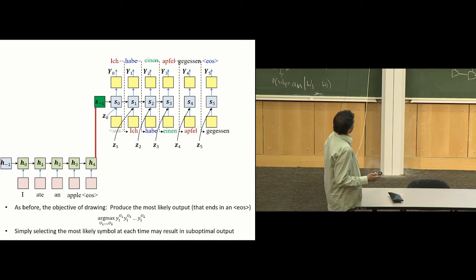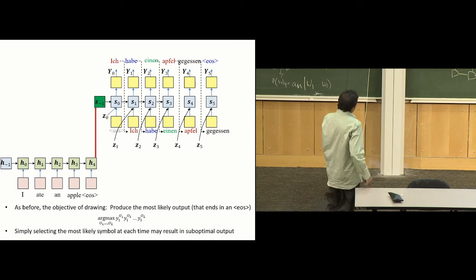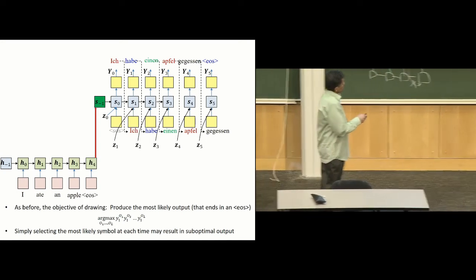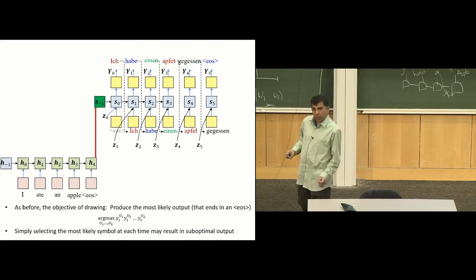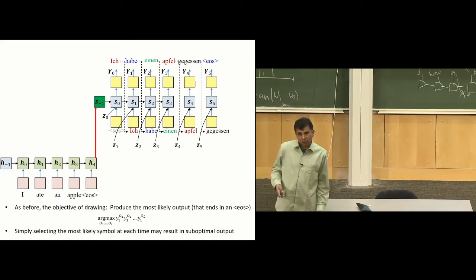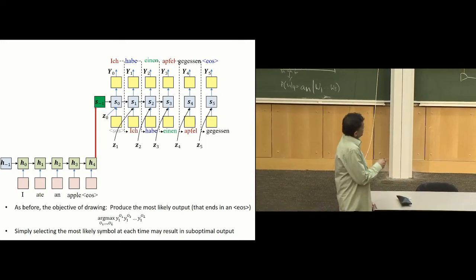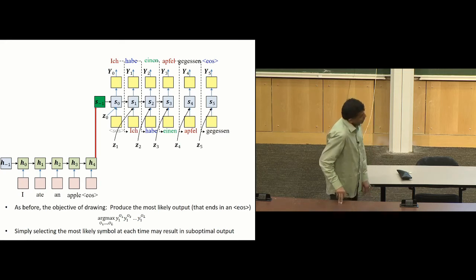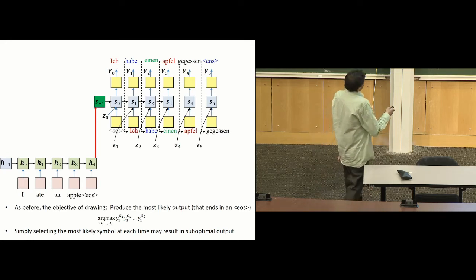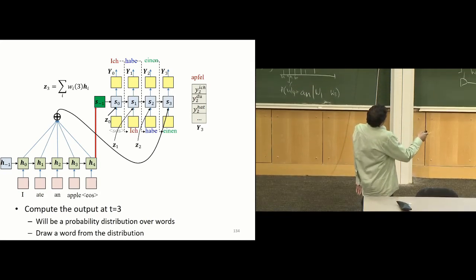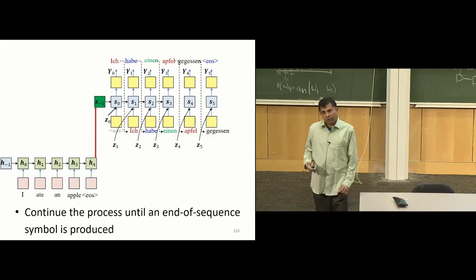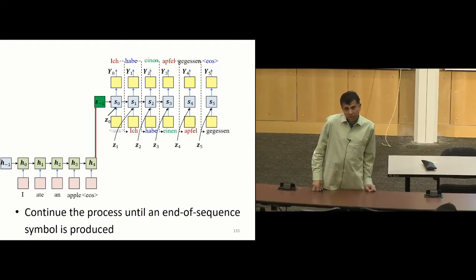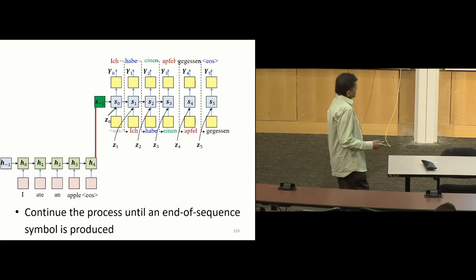Now again, as before, the objective of this whole process is to produce the most likely output that ends in an end of sequence symbol. So you want to produce the output word sequence which has the highest probability given the input. So you want to produce the word sequence for which the product of these probabilities is highest. Now observe that at each time I had this magic step where I said I'm going to draw a word from this distribution. Now if I just choose the most likely word at each time, this, as we saw, is suboptimal. Drawing something randomly at each time is also going to be suboptimal.